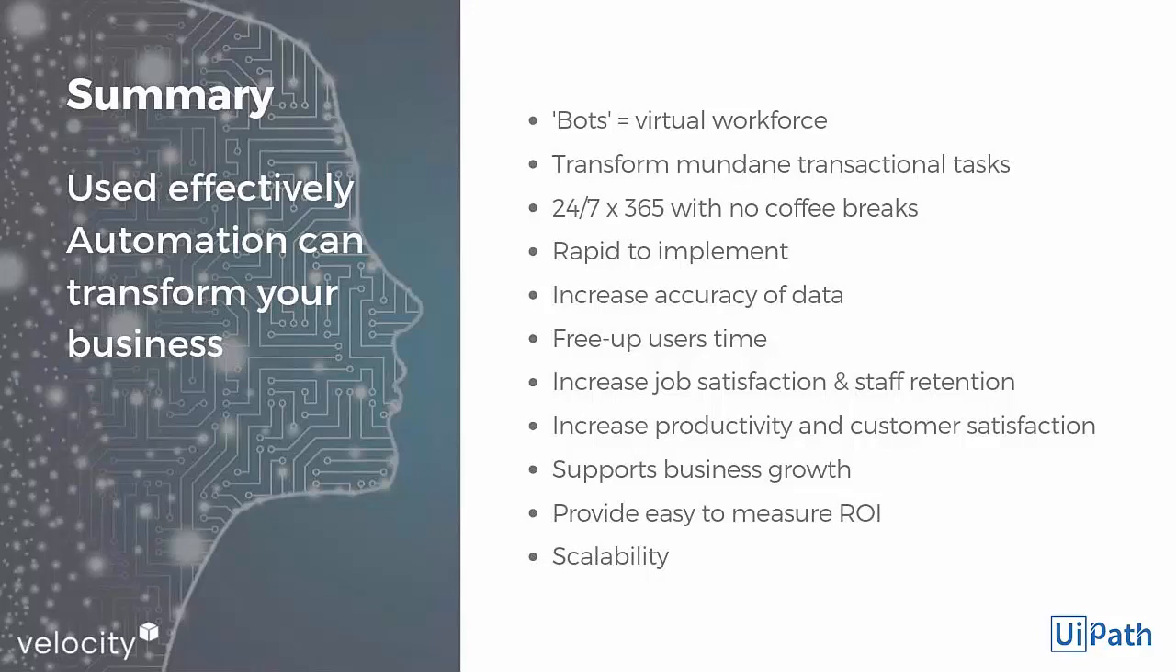Again, we've talked about increased accuracy. From a robotics point of view, the fact that we're not using humans means that we can guarantee the accuracy of data transfers. Obviously, it frees up users' time to go off and do something, as we say, more strategic and of greater value to the organization. And that tends to lead to greater job satisfaction for employees, greater staff retention. They're no longer having to do these mundane, transactional, data-driven, high-volume tasks. They can involve themselves in something more innovative for the business.